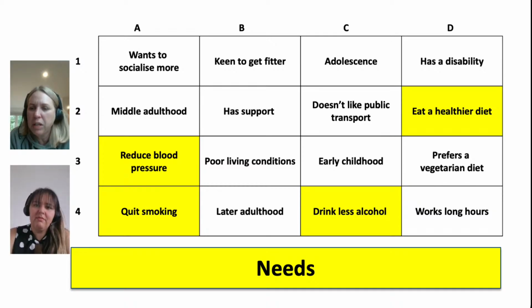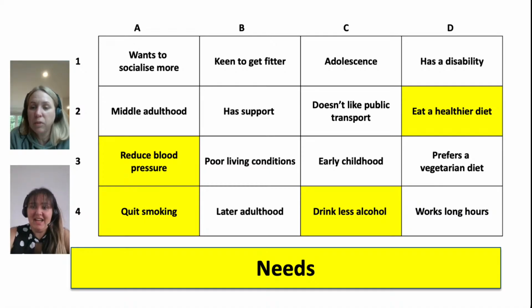Okay, what about wishes? Can you tell us in the chat? Let's have a look. We already know that A1 is a wish. Somebody wants to socialize more. That's something that they kind of wish or want to do. What about other things? It might be maybe a preference or a like or dislike. Tell us in the chat what might be a wish. Give people a second. Who's going to be the quickest this time?